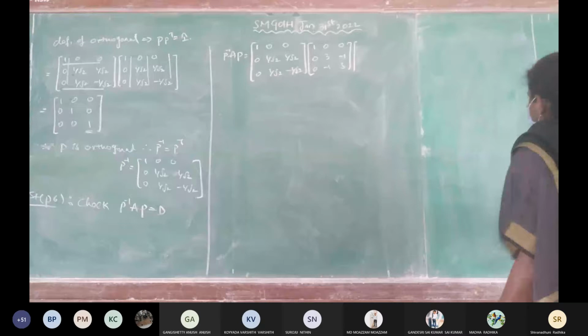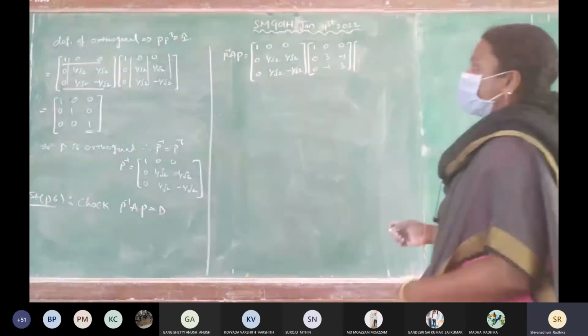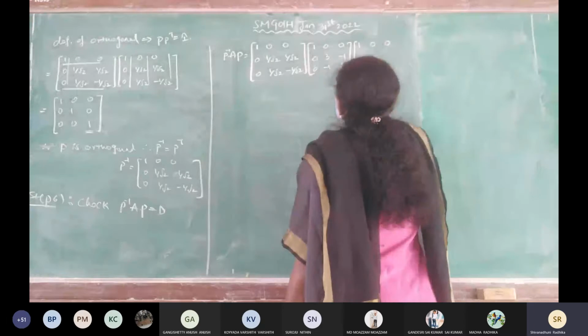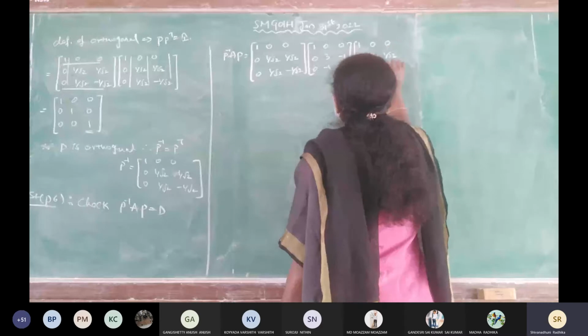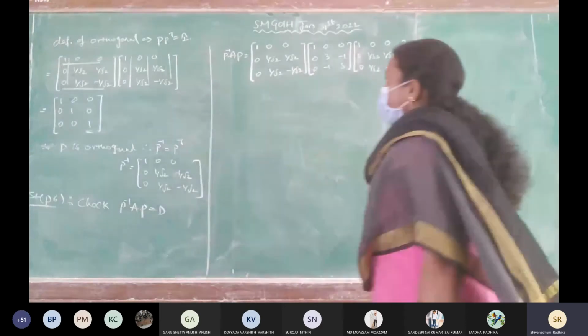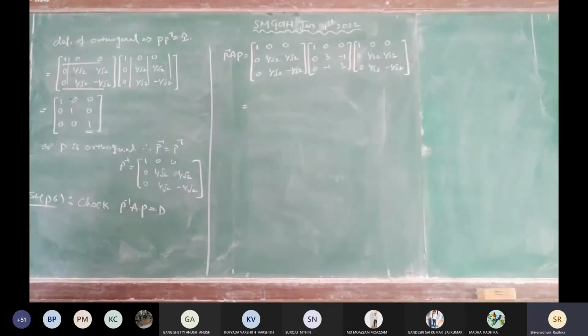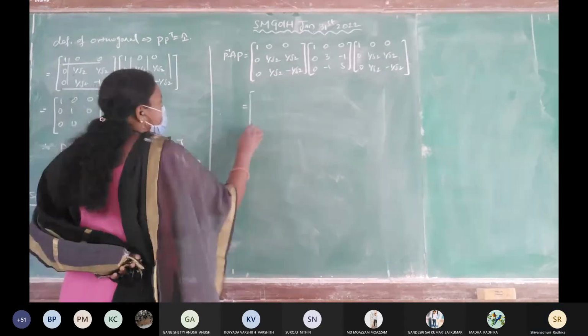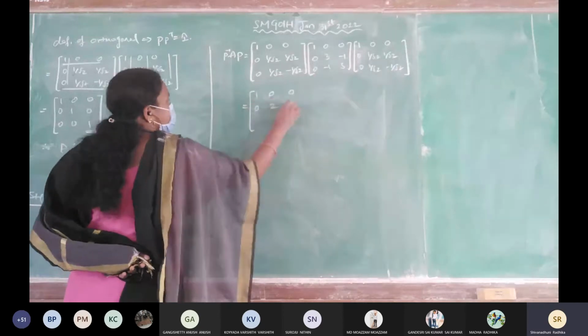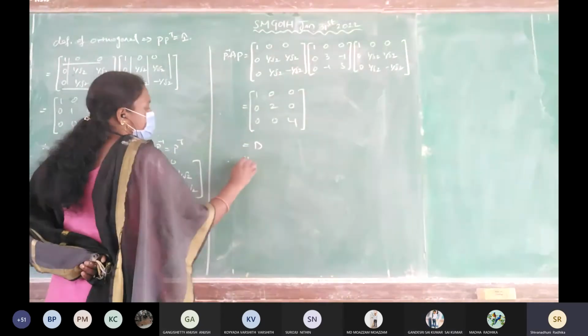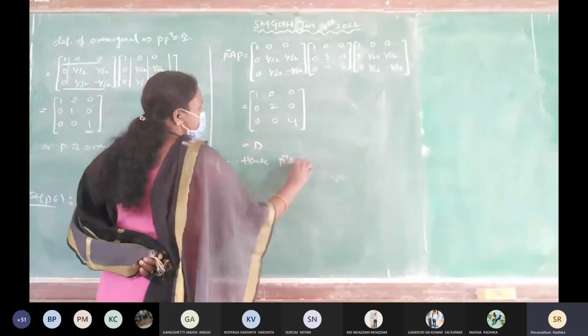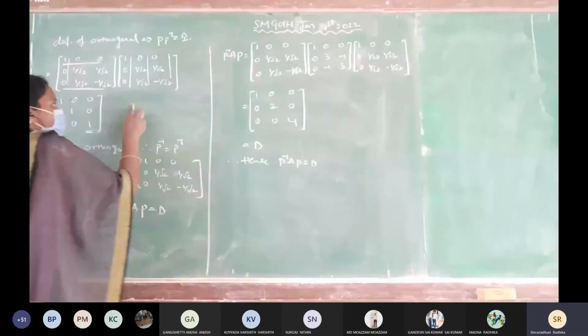Now into capital P, that is the capital P [1, 0, 0; 0, 1/√2, 1/√2; 0, 1/√2, -1/√2]. Then what do we get? Product of three matrices, tell me the matrix. A diagonal matrix: [1, 0, 0; 0, 2, 0; 0, 0, 4]. And this is the capital D. Therefore, hence P inverse AP equals D using orthogonal.